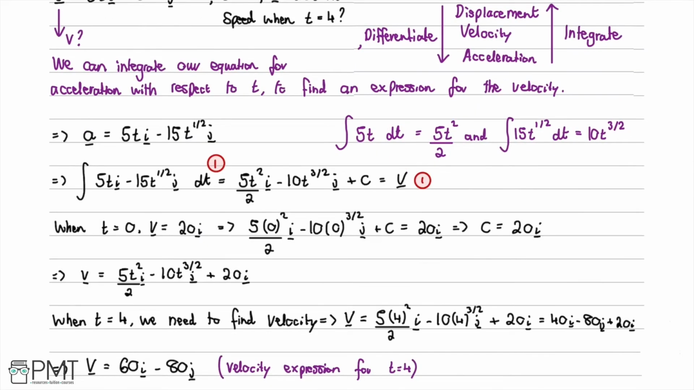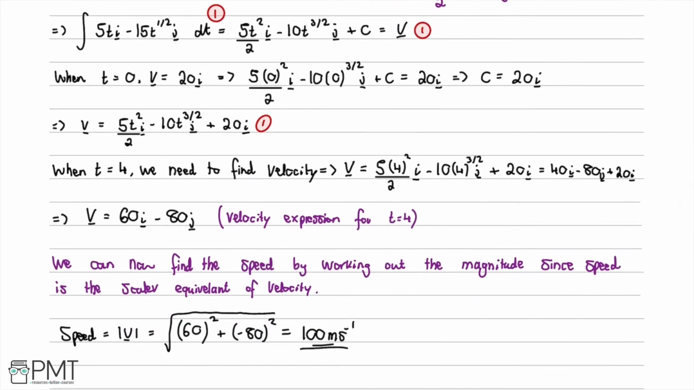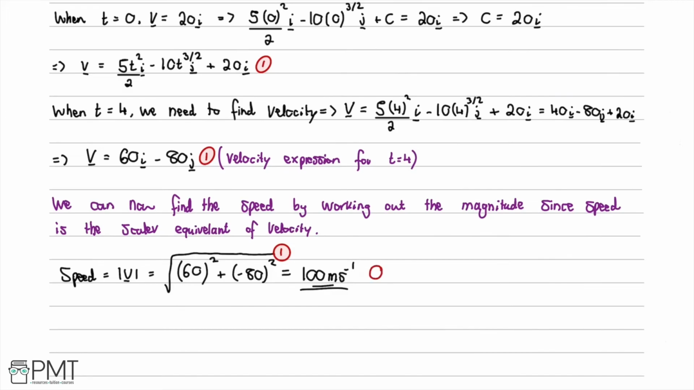We then receive our third mark for working out this value of c, and that was 20 in the i direction. We then receive our fourth mark for saying that when t is equal to 4, the velocity vector is equal to 60i minus 80j. So that was just about here we received that mark. And then we received our fifth mark for attempting to find the magnitude. So that's when we did our square root here, and then we receive our sixth and final mark for having the correct final answer of 100 meters per second.